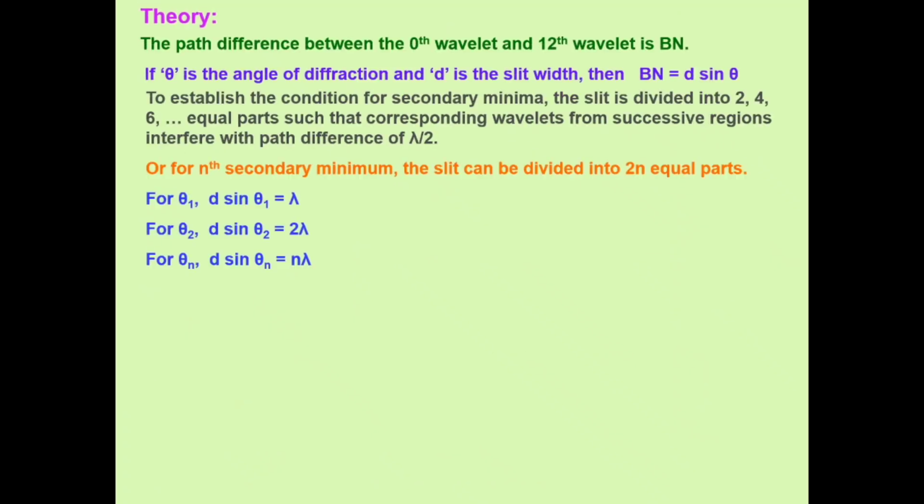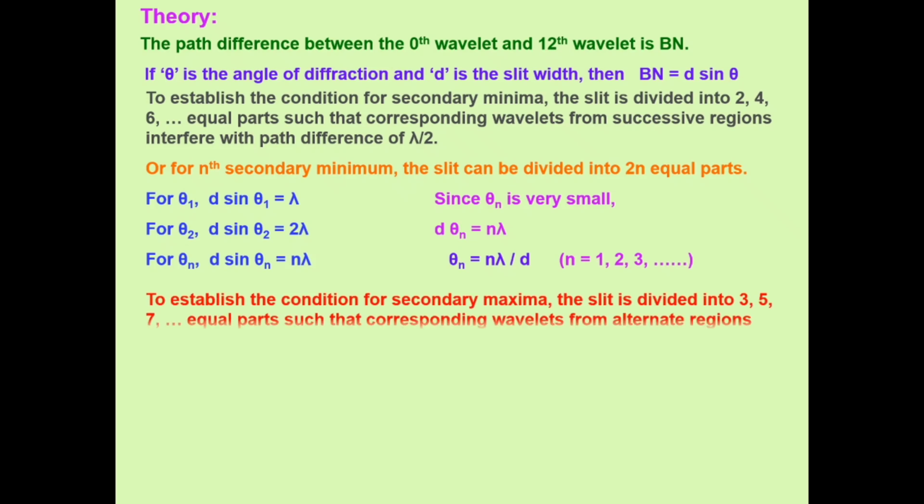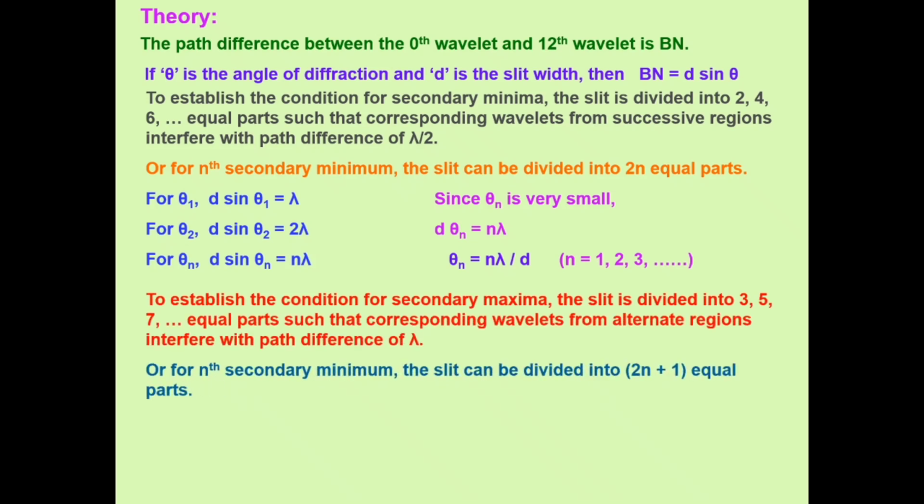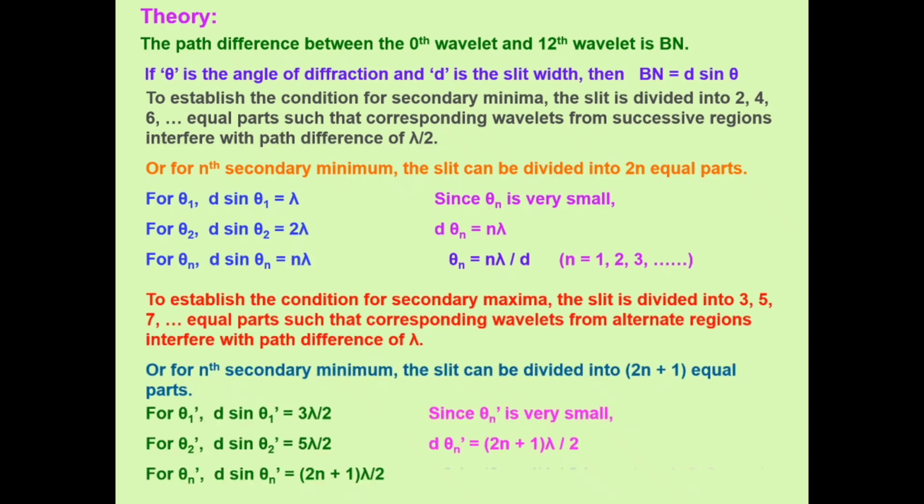You can calculate the path difference. You get b sine theta equals n lambda for secondary minima and secondary maxima. You can calculate this.